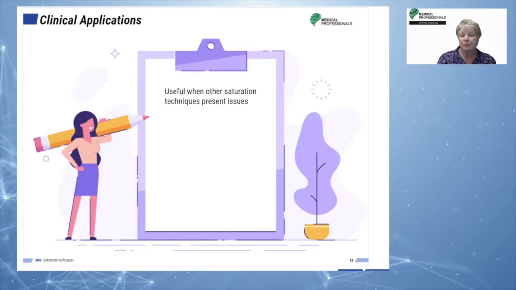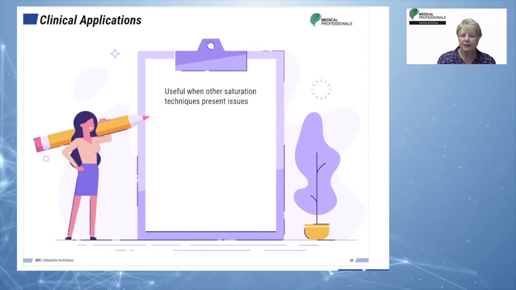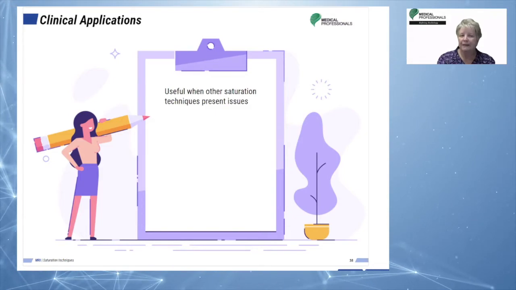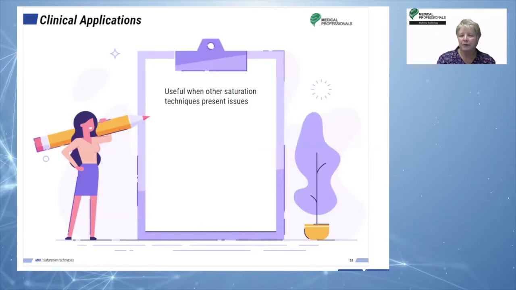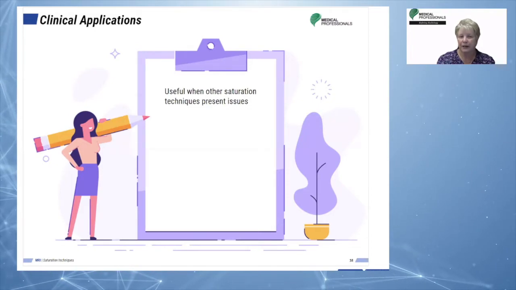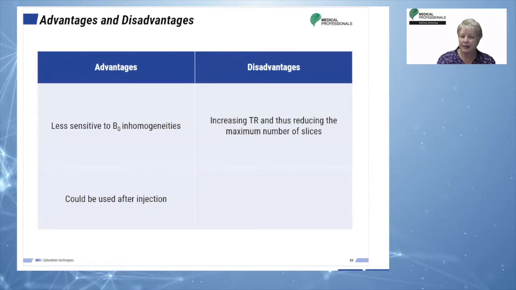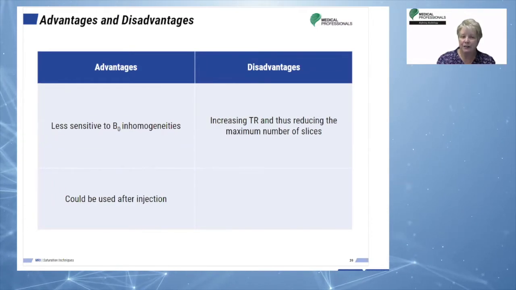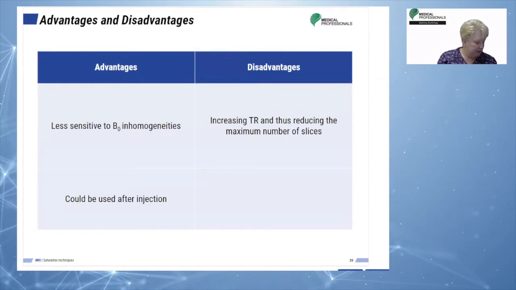The SPAIR technique is extremely useful when other saturation techniques present issues. An example of this would be a body part with varying thicknesses, such as a foot in certain planes, or a humerus on a patient with a very thick shoulder, or a femur on a patient that has a very thick thigh at the top, but with a small knee. This technique is also less sensitive to inhomogeneities and is very useful after the injection of contrast media.